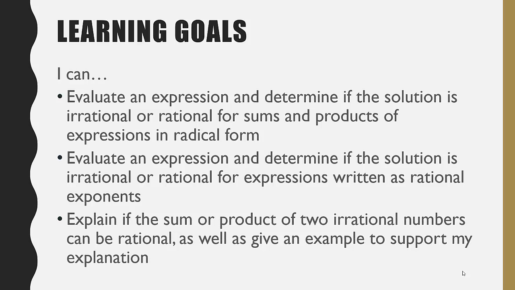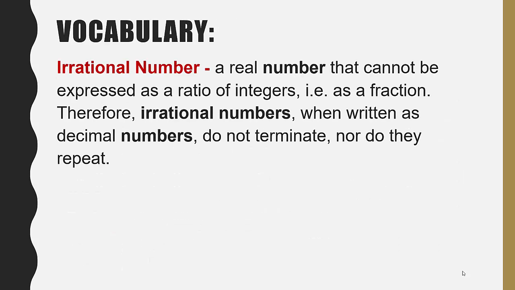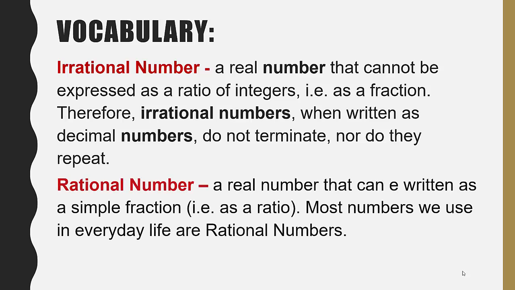And explain if the sum or product of two irrational numbers can be rational, as well as give an example to support my explanation. So, vocabulary, because you haven't heard much of this before. An irrational number is a real number that cannot be expressed as a ratio of integers, or a fraction. Therefore, irrational numbers, when written as decimal numbers, do not terminate and they do not repeat.